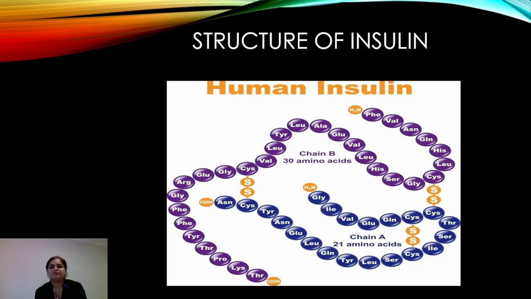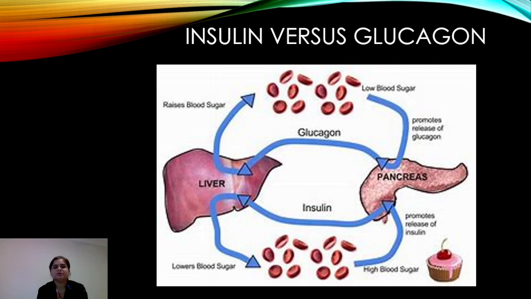This is the structure of insulin. As you can see here, there are two chains, chain A and chain B. Chain A has 21 amino acids and chain B has 30 amino acids, and these two chains are interconnected with sulfur-sulfur bonds. So in total insulin has 51 amino acids, hence why it's a polypeptide hormone.